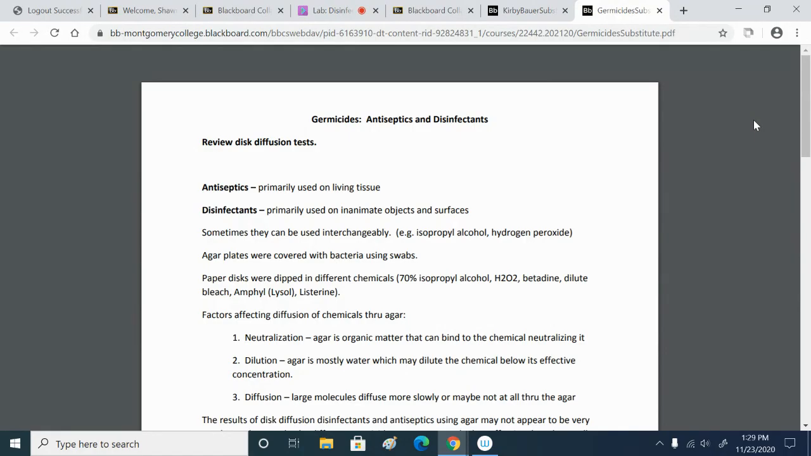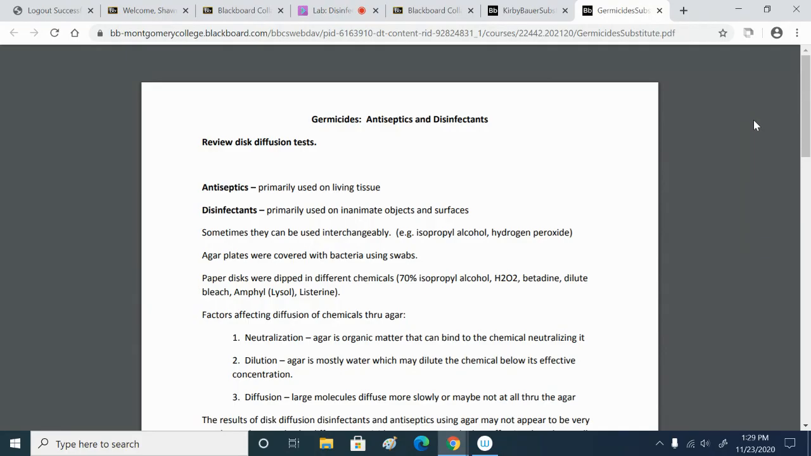Iodine's great on living tissue, but it would stain a lot of surfaces. So you wouldn't really want to use it on surfaces and objects because it stains, right? So sometimes these chemicals can be used interchangeably, but just with a few of them.